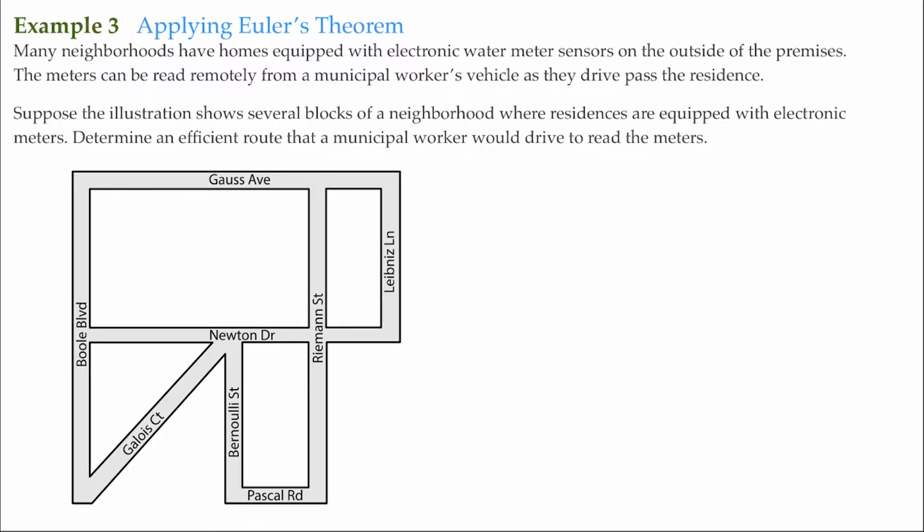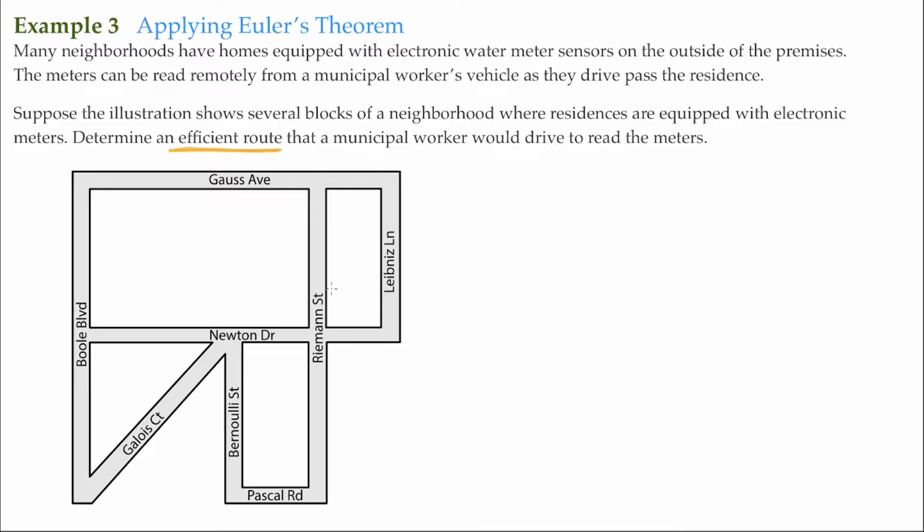So here we have this little map of this neighborhood with these roads. And what we're going to do is determine an efficient route. Now we have to determine what is an efficient route. Well, we don't want to waste time or money or gas. So maybe an efficient route would be where the municipal worker would have to drive each street only once. If he's doubling back, that could take up time and use up money. So we're looking for where each street is only traveled once.